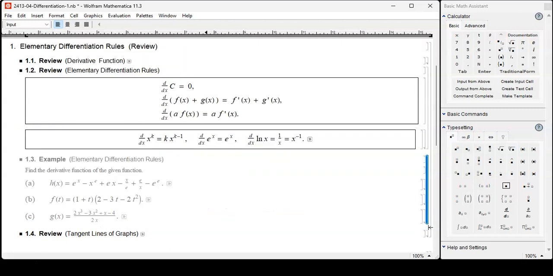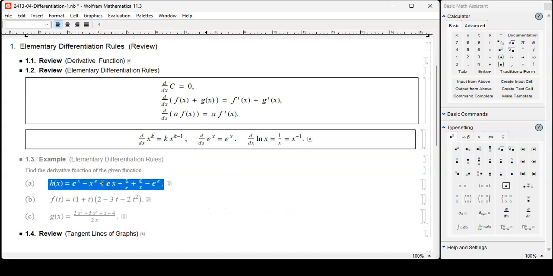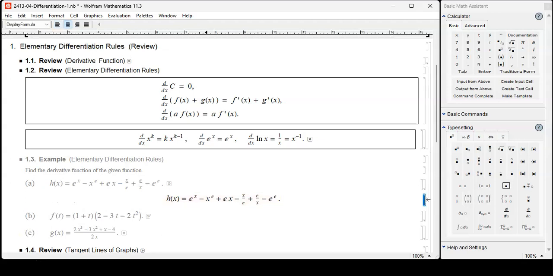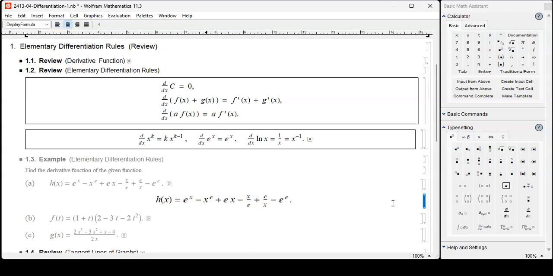As for the examples, let me see. Let me emphasize this one again. Let's see, exponential function, x to the e power, and e to the x, no, e times x, excuse me, x over e. Okay, we have this kind of expression.